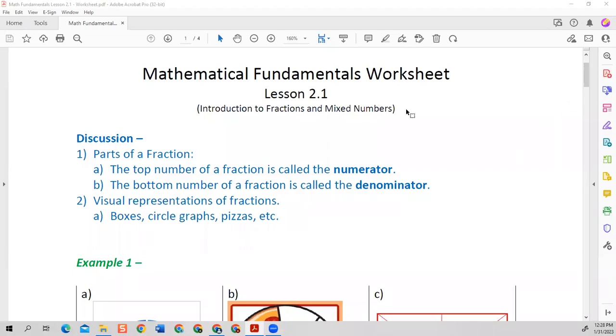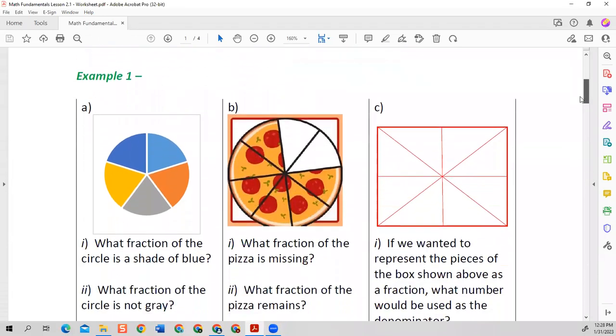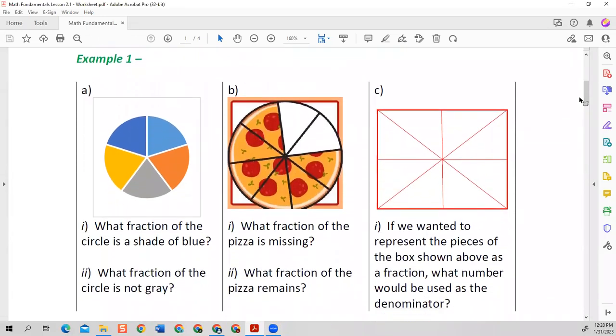Fractions and mixed numbers. Let's talk about fractions first. Whenever I talk about a fraction, we're talking about a part of a whole. And whenever we talk about parts of a whole, we come up with this format. We have some number divided by a number, or it could be written this way as well. Or it could be written like this.